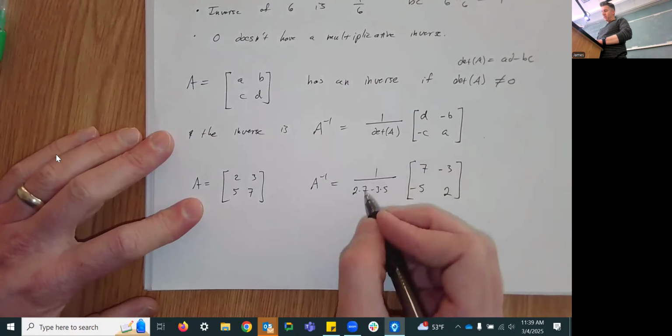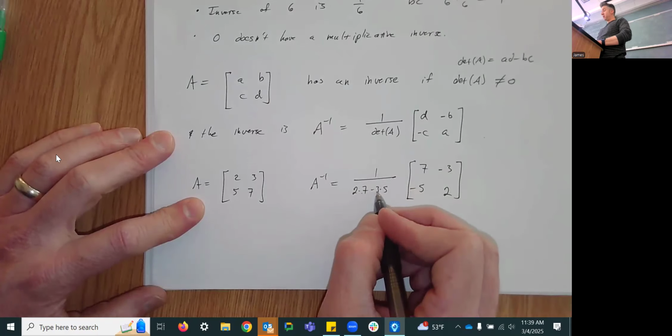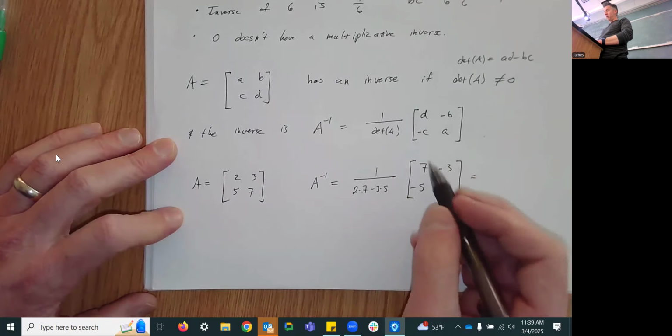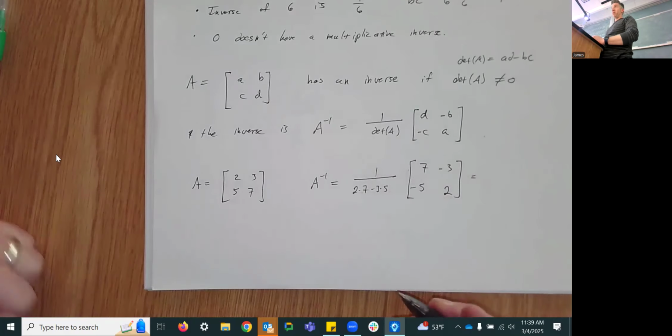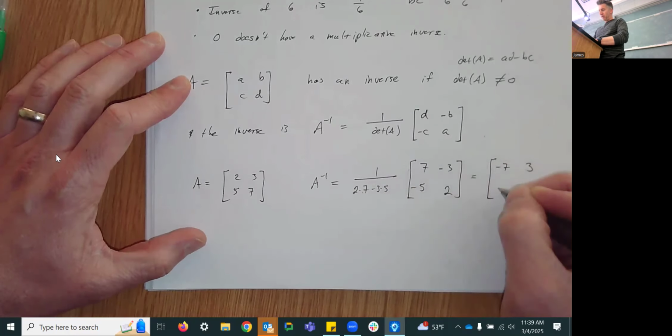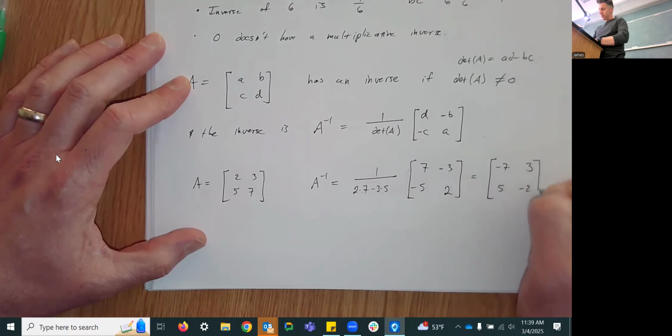Let's see, this is 14 minus 15, which is -1. So we really have -1 times this. Let's just distribute the -1. If it was like a 1/2, I probably wouldn't distribute it, but if it's a nice integer number, I usually like to distribute it. So distributing the -1 to the matrix, I get -7, 3, 5, -2.